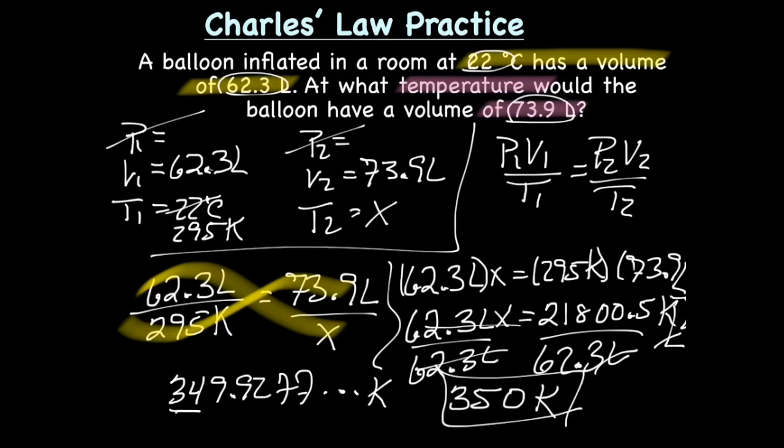Let's double check ourselves. Our temperature originally went from 22 to, let's see, that's temperature in Celsius. Here's Kelvin. 295 to 350, so our temperature increased. Did our volume also increase? Original was 62, second is 73, so we probably did it right.